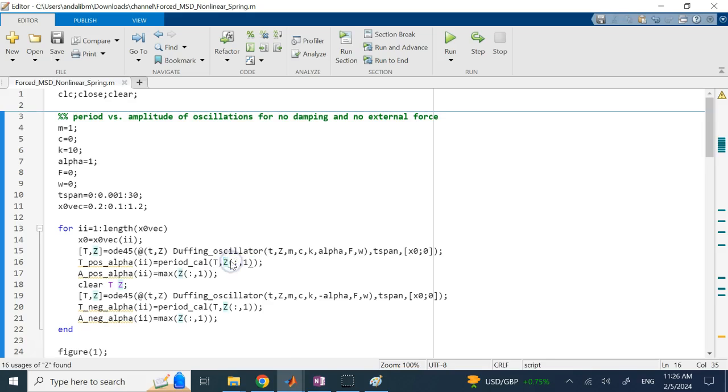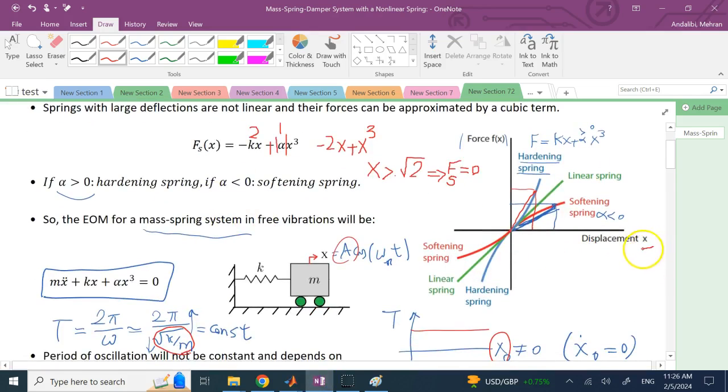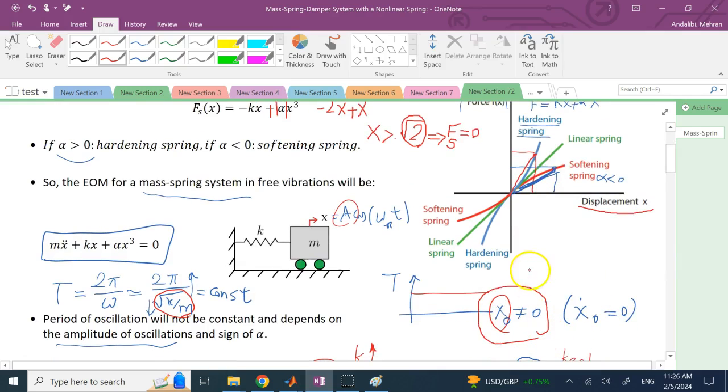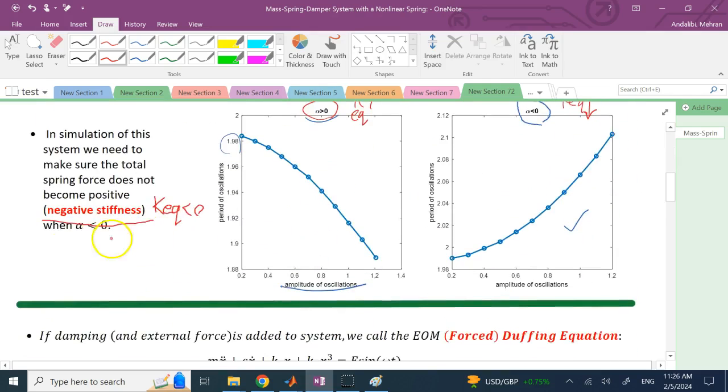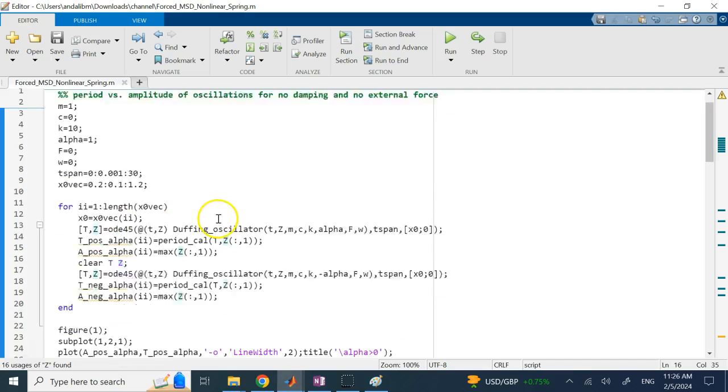Because this guy is not going to oscillate really, you need to make sure that you only allow it so much displacement, as long as in this case, let's say below square root of 2. When you pick your initial conditions, you need to make sure this guy is what? Below square root of 2. Otherwise, for this negative alpha, you're going to get an unstable system. So just keep that in mind, and this term negative stiffness, just keep it in mind.